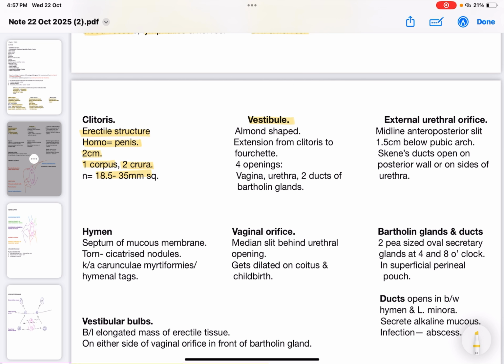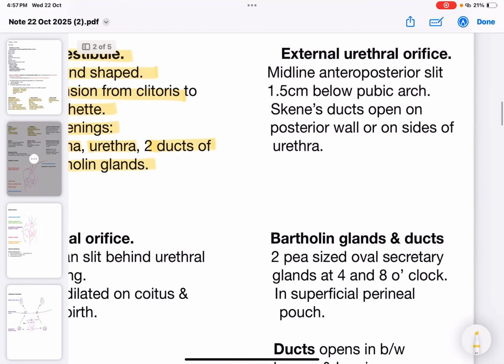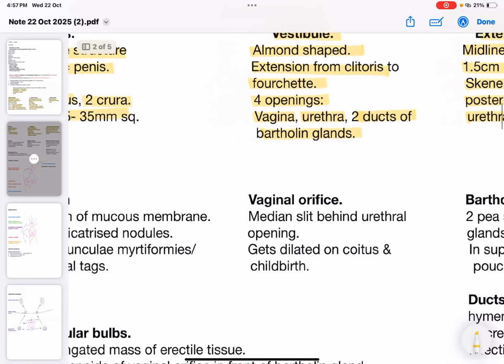Vestibule, it is an almond-shaped structure extended from clitoris to frenulum. It has 4 openings, which are vagina, urethra, and 2 ducts of Bartholin glands. External urethral orifice, it is a midline antero-posterior slit which is 1.5 centimeter below pubic arch. Skene's ducts open on the posterior wall or on the sides of urethra.